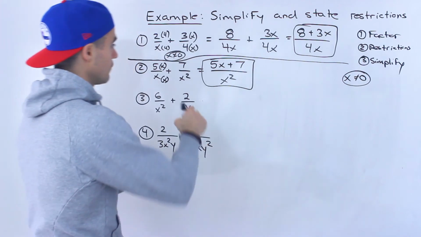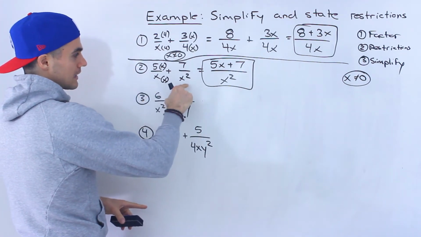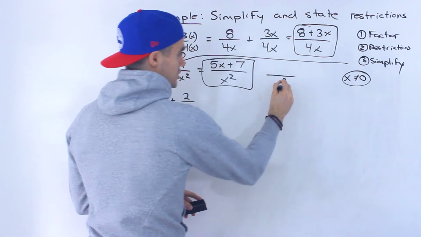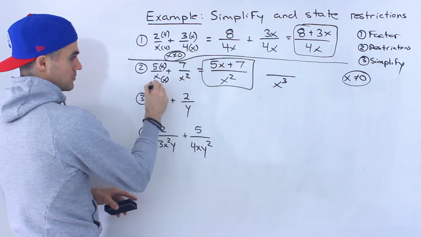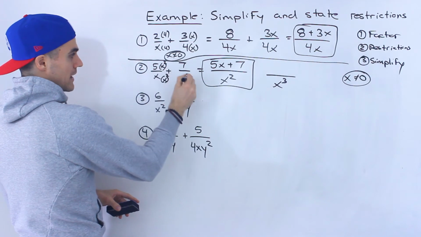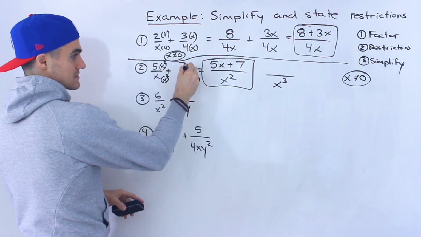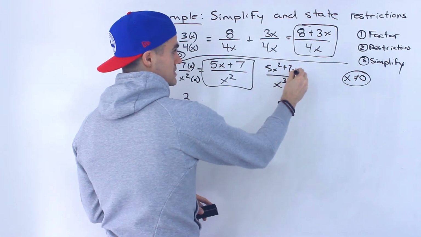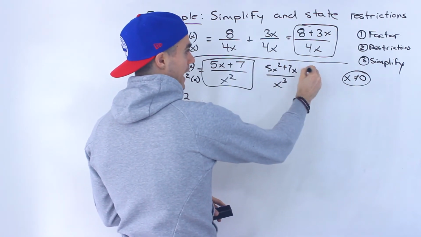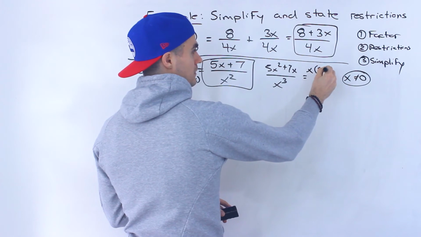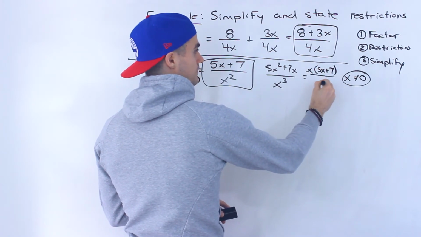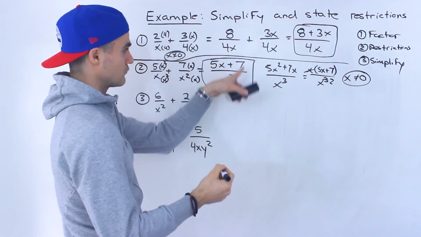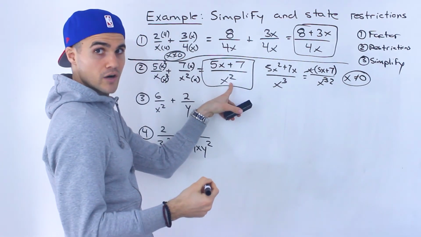That's the restriction. Now, if you multiply these together at the beginning, then that lowest common denominator would be x cubed. And we'd have to multiply this by x squared, the top by x squared. We'd have to multiply this by x, the top by x. So we'd end up with 5x squared plus 7x. And then notice we could factor out an x at the top. And then this and that cancel out. And we're left with that same expression, 5x plus 7 over x squared.